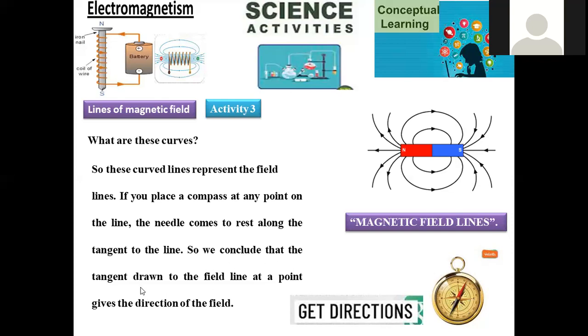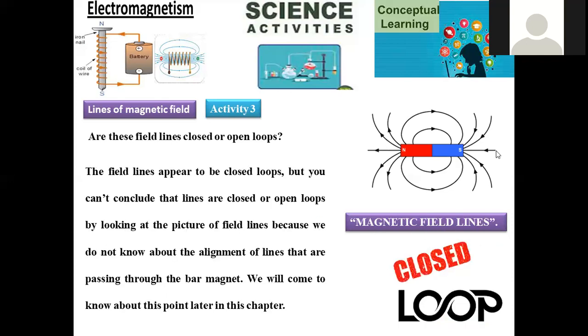So we conclude that the tangent drawn on the field line at a point gives the direction of the field. So here, when we draw the lines, these lines are used to explain in what way we are moving. That's simply called the direction of the magnetic field. In order to get the direction, we have to use a device called a compass. That will give the information regarding these magnetic field lines.